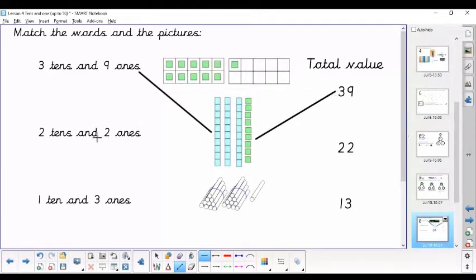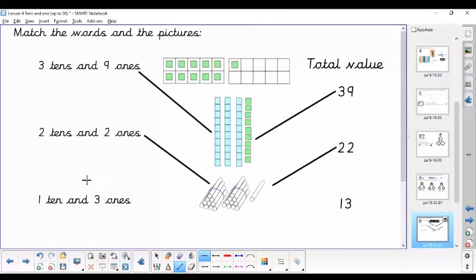Here, 2 10s and 2 1s. Well, I remember the straws, there were 2 bundles of 10, and that means 2 10s. So I draw a line down to there, and I use the picture to help me, and the numbers and the words to find the total value, and that means it'll go to 22.